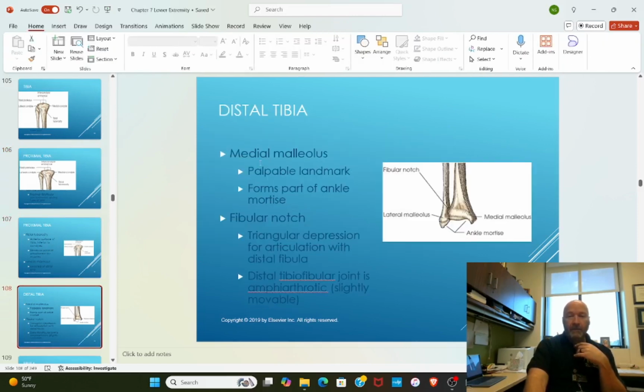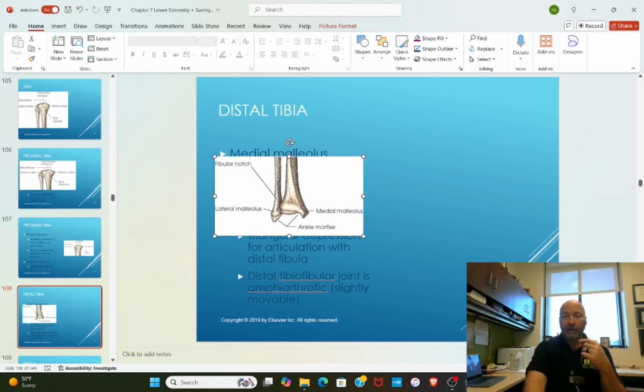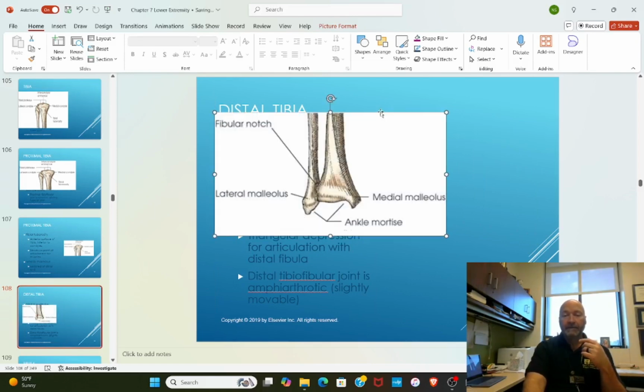So on the distal end, what we have is the medial and lateral malleolus. And again, you may hear that referred to as malleolus, and that's fine. But those are those knots that you can feel on either side of your ankle. And then the area or the joint space that goes all the way around the talus is what we refer to as the mortise joint.